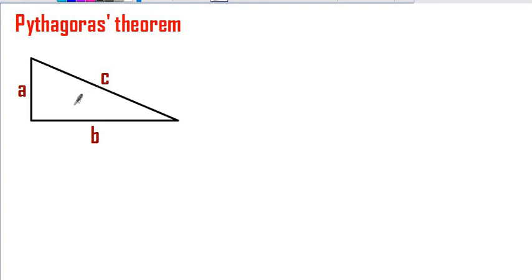The second piece of information that we need to know is the Pythagoras theorem. In a right triangle, the side opposite to 90 degrees is called the hypotenuse. And the square of the hypotenuse, which is C in this triangle, is the sum of the squares of the other two legs. So C squared is equal to A squared plus B squared in a right triangle. This is called the Pythagoras theorem.